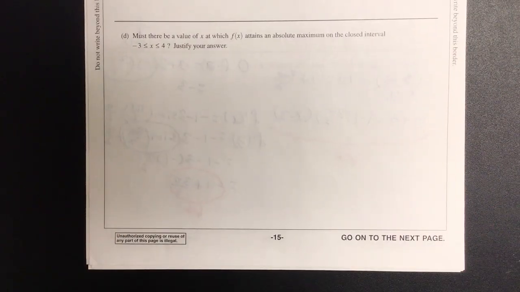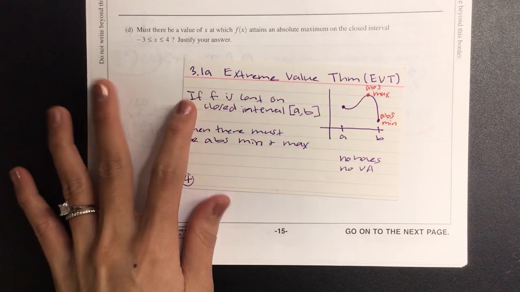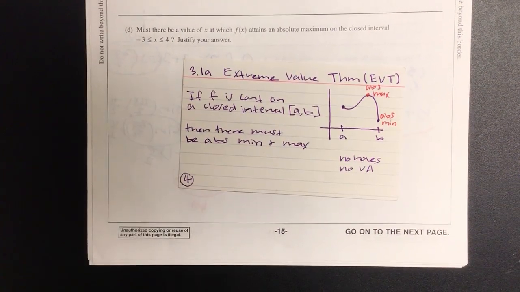Okay, Kylie, go ahead and read part D, please. Must there be a value of x at which f of x attains an absolute maximum on the closed interval negative 3 is less than or equal to x is less than or equal to 4? Justify your answer. So if there's a maximum, should the graph be continuous or not continuous? Should be continuous. If y'all remember the extreme value theorem, it basically states that as long as the line is continuous, there is a number at the very max and a lowest point as well, which is called the absolute minimum.